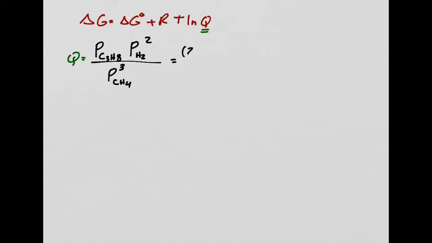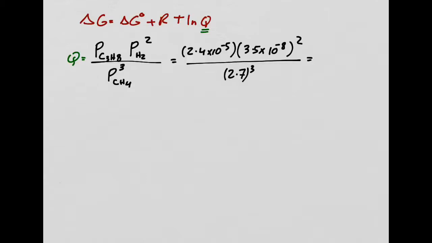So then what I would get is 2.4 times 10 to the minus 5 times 3.5 times 10 to the minus 8 to the power of 2 over 2.7 to the power of 3. If I do that, what I end up getting is 1.4937 times 10 to the minus 21st. Okay, I figured out Q, right? Now what I have to do, I have to do ln of Q. And I'm just going to do it right now to make it easier. So it's minus 47.95. We're good so far.